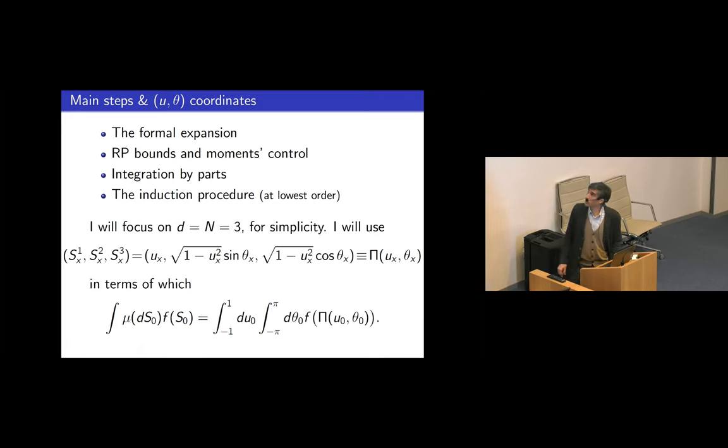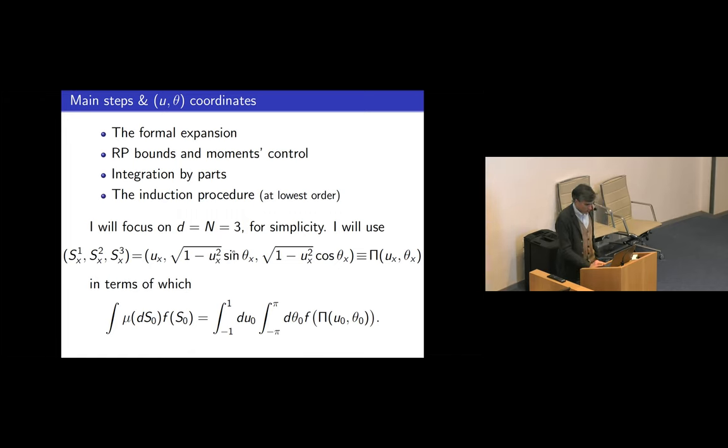Okay, so in order to describe everything, I will focus on the case of dimension three and n equal three, so the case of the classical Heisenberg model. The proof, modulo slightly more cumbersome formulas, works for any d larger or equal than three, any n larger or equal than three. So the main ideas are really here.